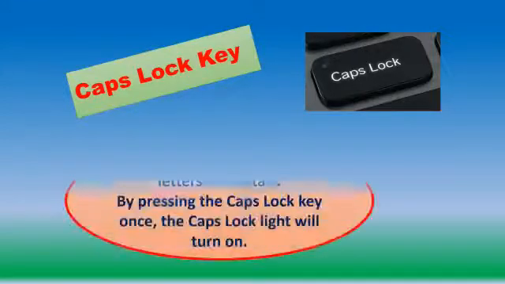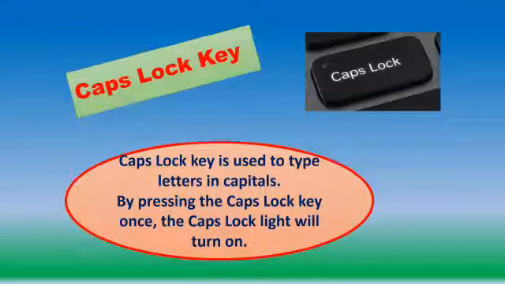Caps lock key. Caps lock key is also a type of special key. The caps lock key is used to type letters in capitals. By pressing the caps lock key once, the caps lock light will turn on. Now, if you type any alphabet key from the keyboard, it will be typed in its capital form.